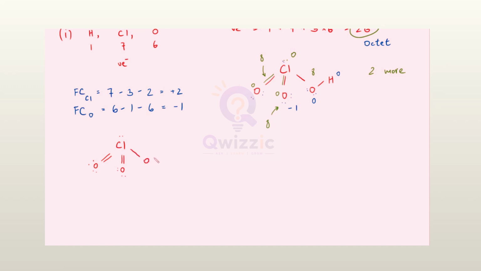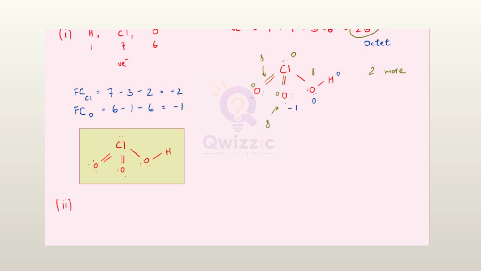Then one single bonded oxygen that has hydrogen attached to it with 2 lone pairs. And that'd be our answer for the first part of the problem. We got the Lewis structure of chloric acid. Our next step is to predict the bond angles.